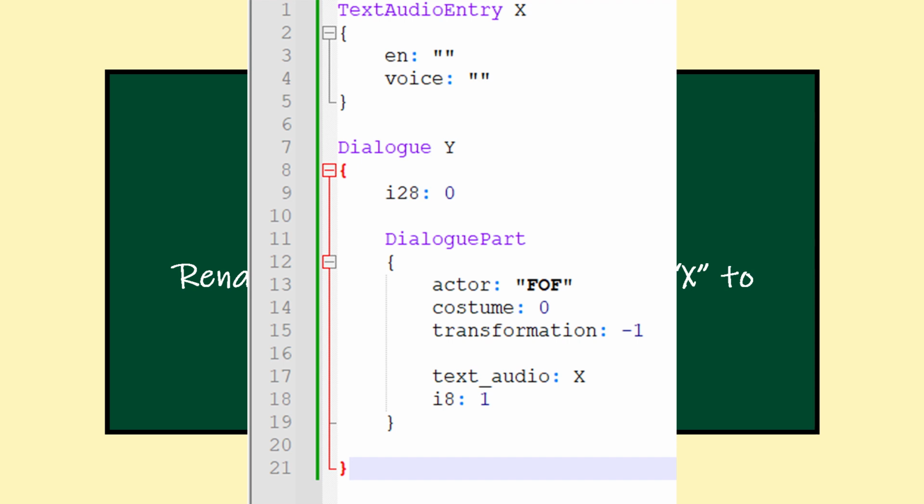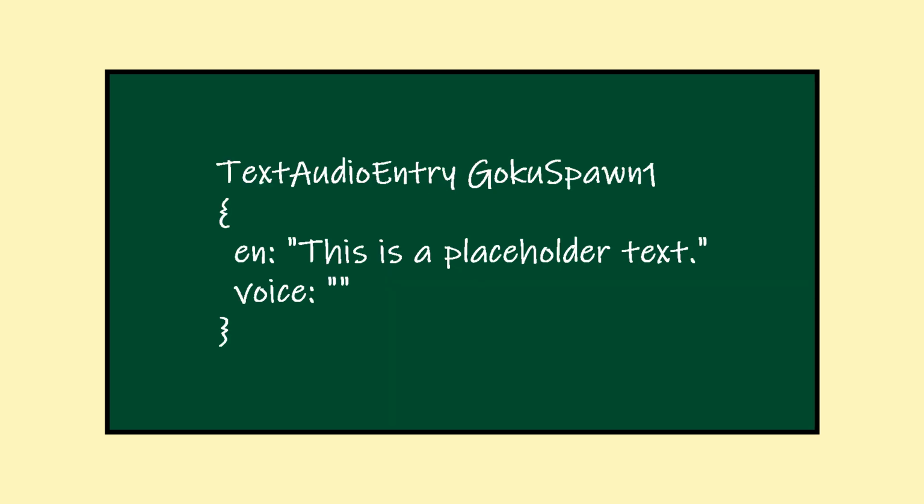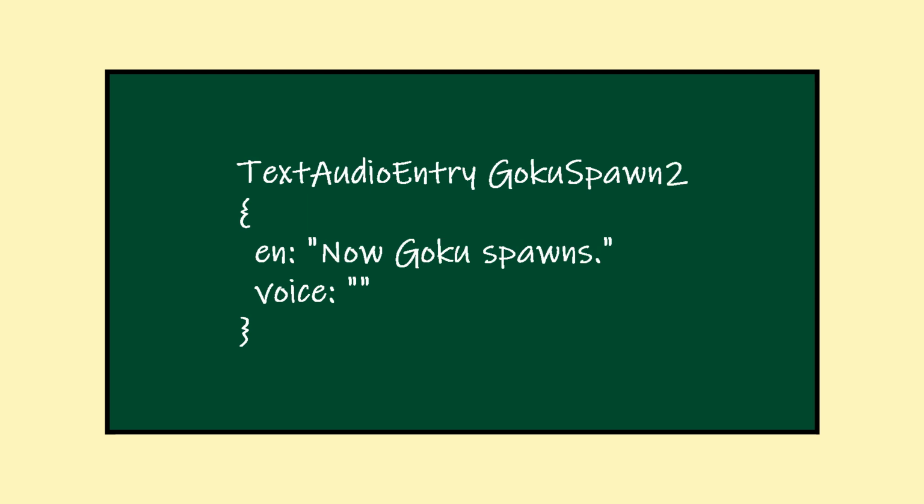To give a simple example, copy the blueprint and paste it underneath. Rename text audio entry from X to, for example, Goku spawn 1. Type some text into the box, for example this is a placeholder text. Copy that text audio entry box and paste it right underneath itself. Rename the new text audio entry to Goku spawn 2 and change its text, for example now Goku spawns.